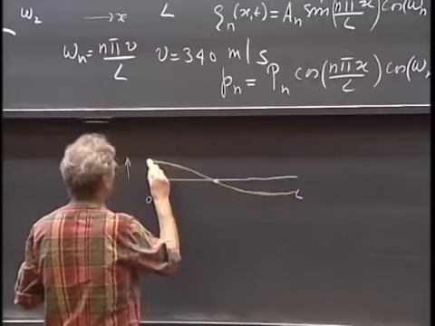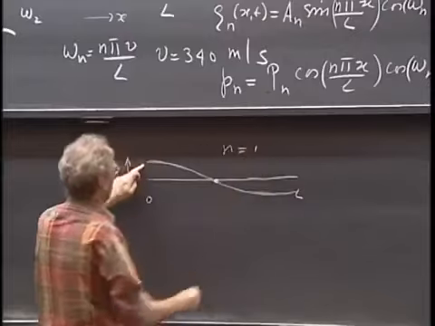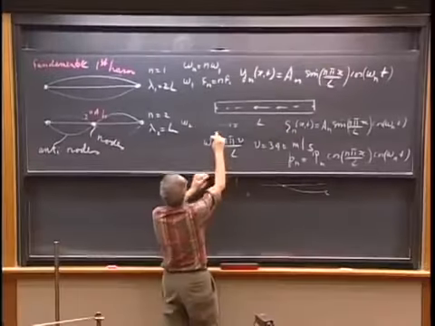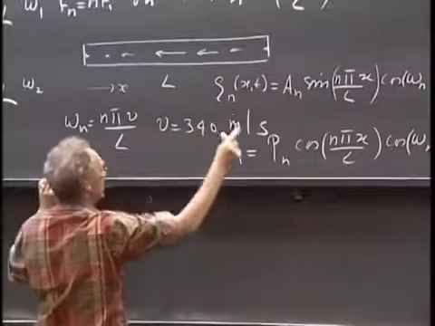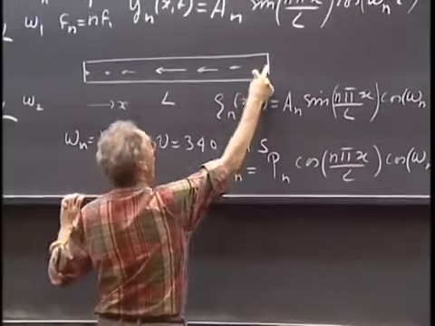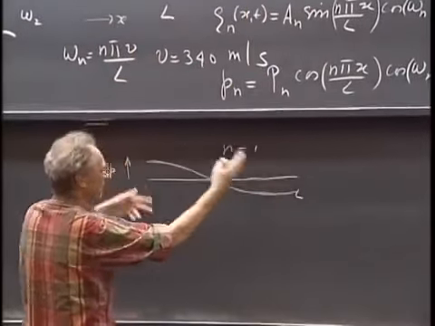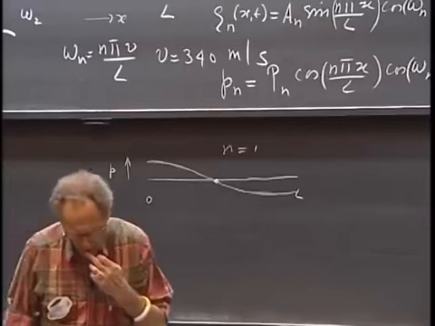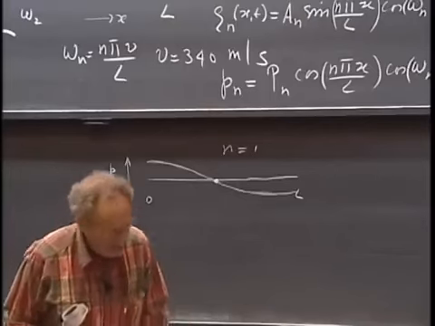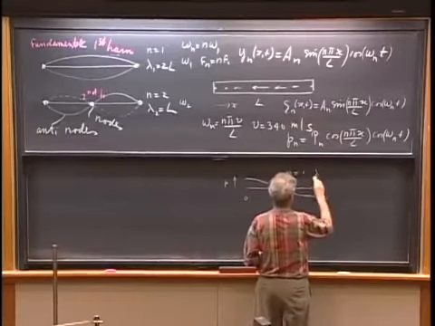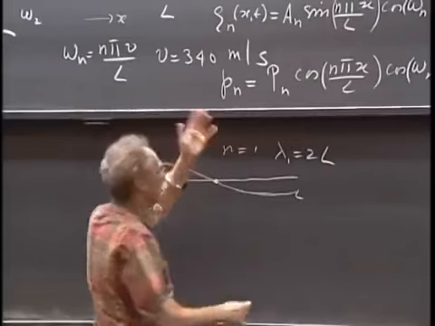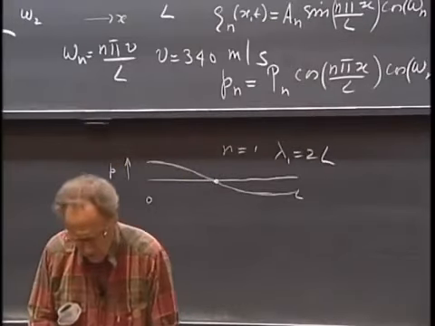So this is now n equals 1. So the pressure here at one moment in time is high, then it's 0 here, and then it is low here, it is below ambient pressure, and that of course is changing with time, with the cosine omega t term. And again, you see that lambda 1 is of course 2L. There is no difference there with the string.